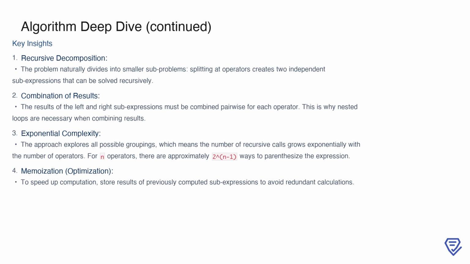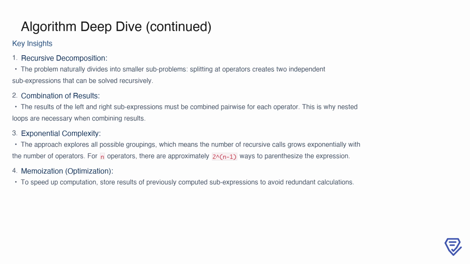First, the problem naturally lends itself to recursive decomposition. Each operator splits the problem into two smaller, independent subproblems, which can be solved recursively. Second, the results from the left and right subexpressions must be combined pairwise for each operator, which necessitates the use of nested loops during the combination step.